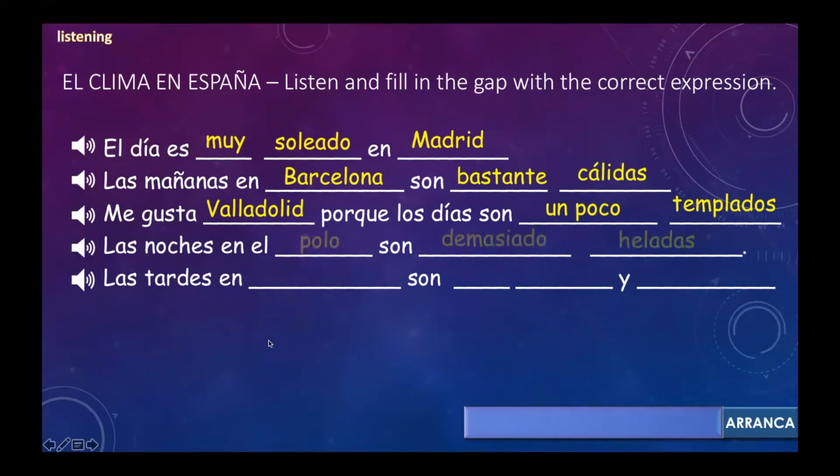Okay, let's see. Here we are. Las noches en el polo son demasiado heladas. Good. And the last one.